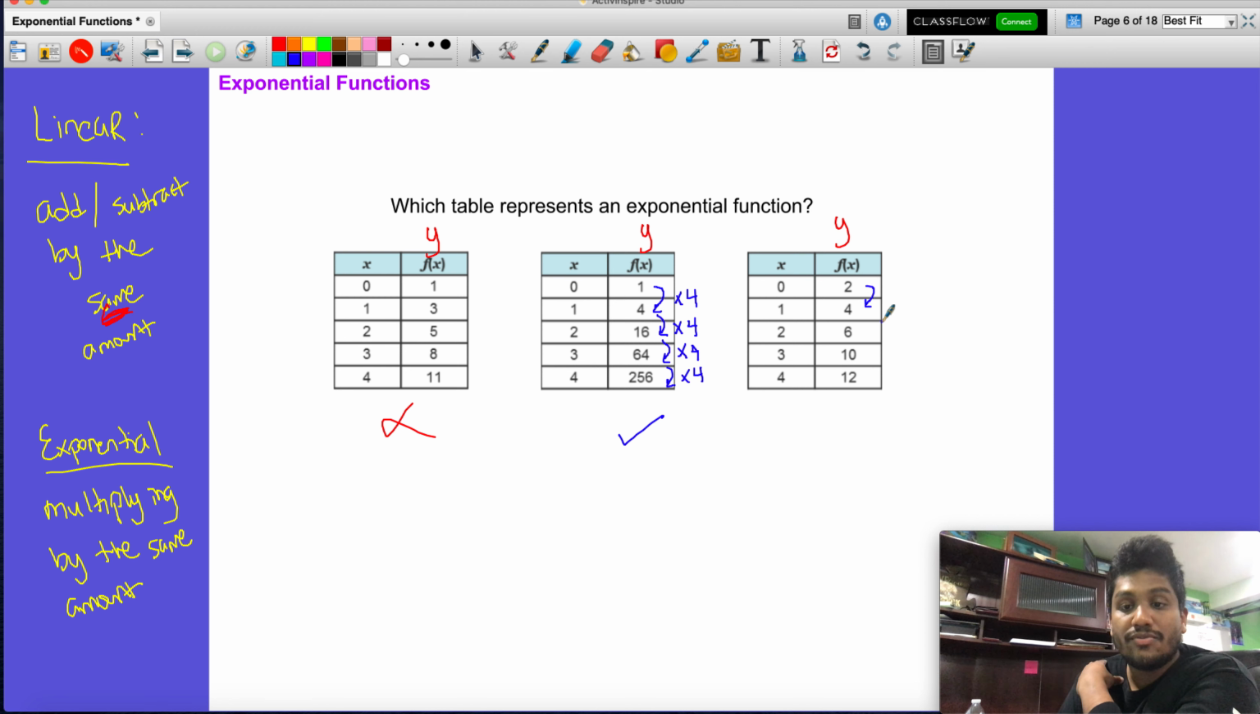Of course, let's check the last one as well. From 2 to 4 is add 2, right? 6 to 10, and we're adding 4. And then here we're adding back 2. This was almost linear, but that right there made it not linear at all. We cannot multiply by the same amount here, so this is going to be our only option.